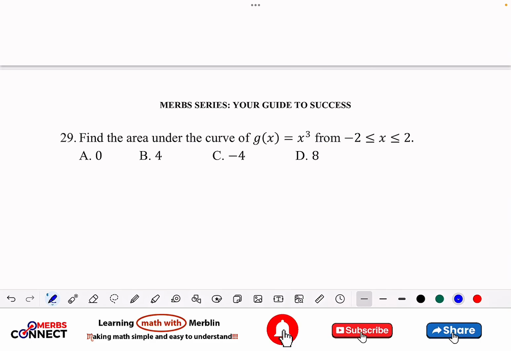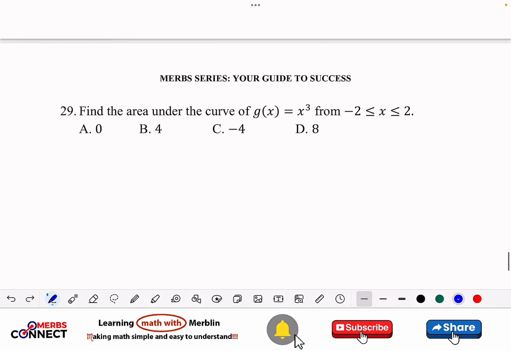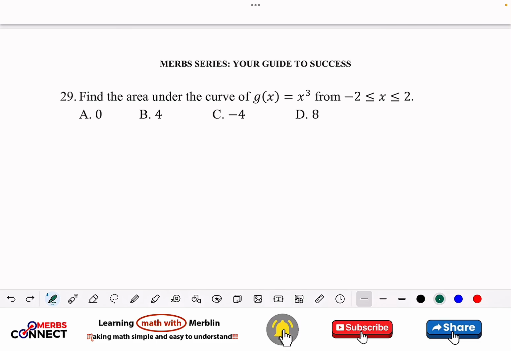Now let's look at this. Find the area under the curve of this. We want to find the area under the curve. So what is the area under the curve here? Here we know that the function is kind of symmetric, right? So we are going to do something like this. That's what I'm going to show you here.